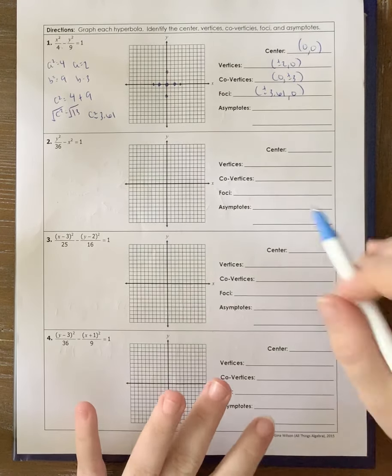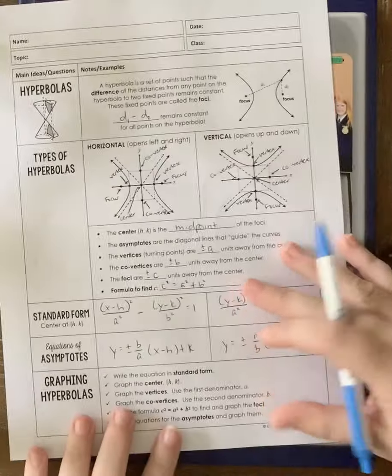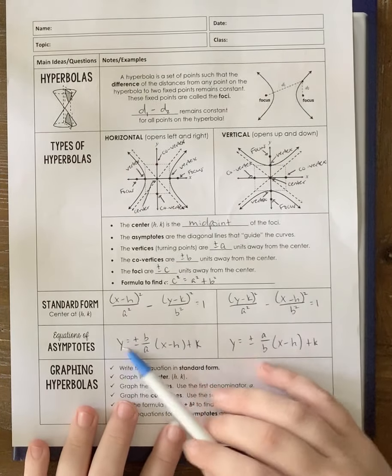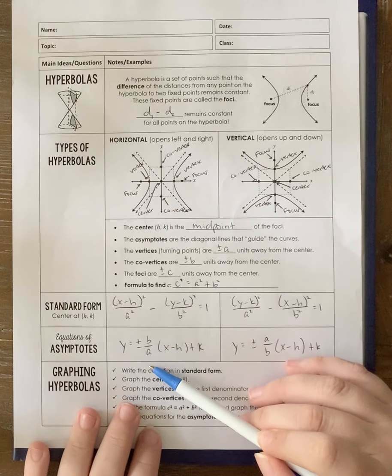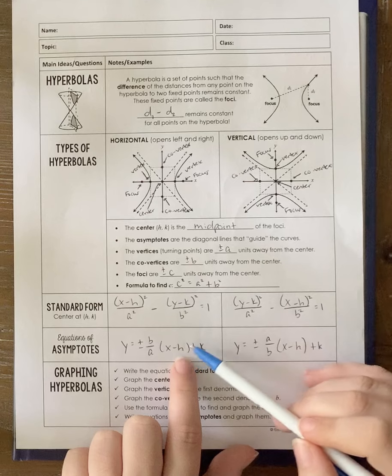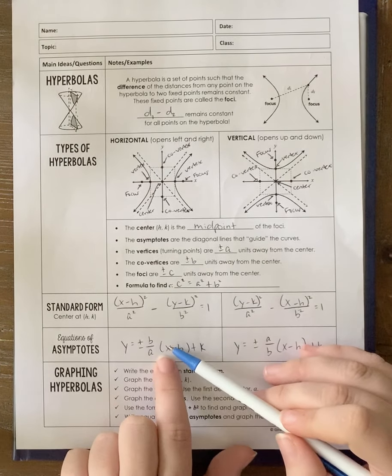Okay, to find the asymptote, we are using this equation right here. We're talking about horizontals, we're using this equation. So it's plus or minus our B over our A. And because our center is 0, 0, you're not going to have anything here, you're not going to have anything there. So it should just say X.